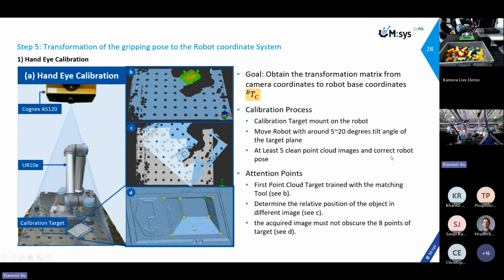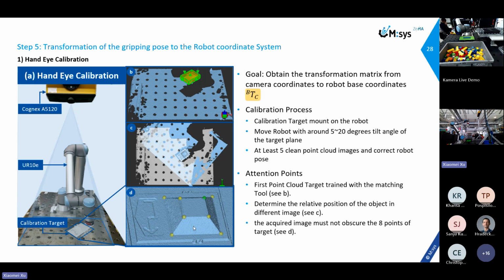Here we show in detail how we do the hand-eye calibration. Hand-eye calibration aims to obtain the transformation from the camera coordinate system to the robot-base coordinate system. The calibration targets will be mounted on the robot and moved with a tilt angle around 5 to 20 degrees. At least 5 clean point cloud images are required, and the correct poses recorded from the robot's teach pendant.